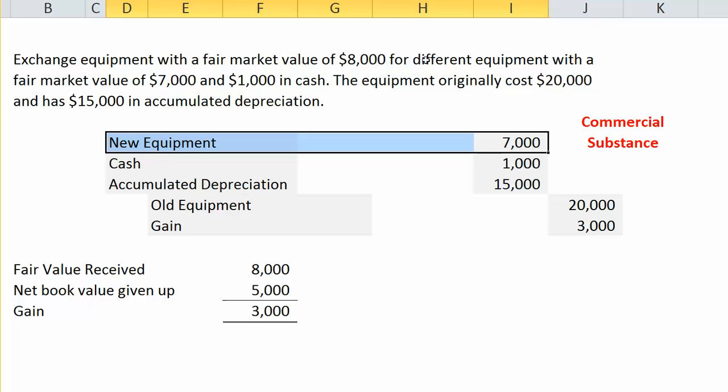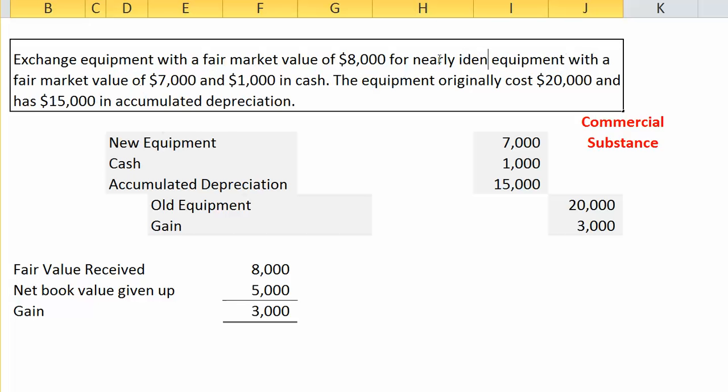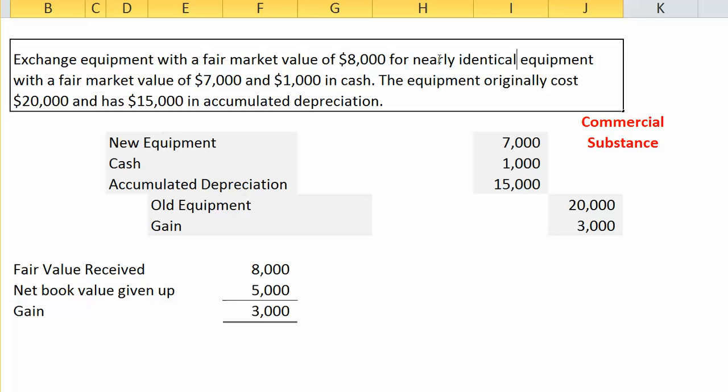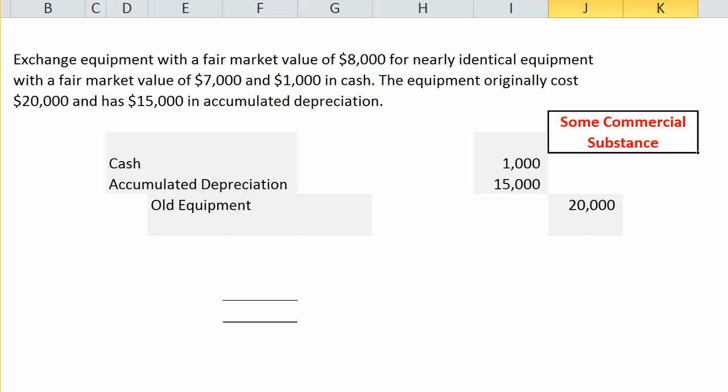Now let's look and see how this would change if instead of different equipment, it was nearly identical equipment with a fair value of $7,000 and $1,000 in cash. Although the equipment's nearly identical, we received some cash, so we would say we had some commercial substance. And let's go ahead and calculate how much of the gain we would recognize.